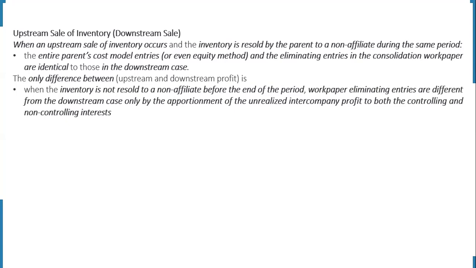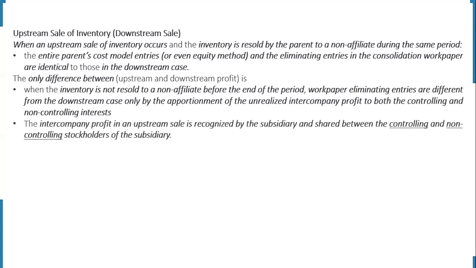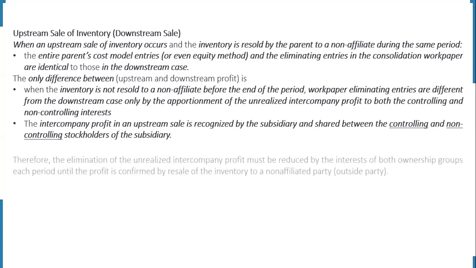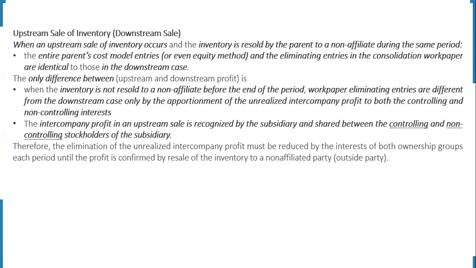Work paper eliminating entries are different from the downstream case only by the apportionment of the unrealized intercompany profit to both the controlling and non-controlling interest. The intercompany profit in an upstream sale is recognized by the subsidiary and shared between the controlling and non-controlling stockholders of the subsidiary. Therefore, the elimination of the unrealized intercompany profit must be reduced by the interest of both ownership groups each period until the profit is confirmed by resale of the inventory to a non-affiliated party or outside party.